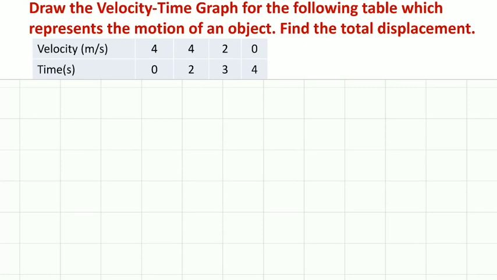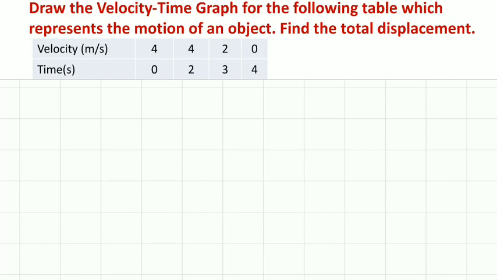Here is another question on the velocity time graph. So this is, draw the velocity time graph for the following table which represents the motion of an object. Find the total displacement. So we need to make the velocity time graph with the help of this table given, and we need to calculate the displacement in this case. So how to do this? Let's see. First of all, we need to make the graph.